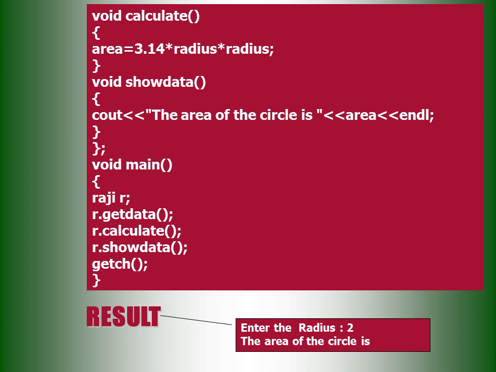But here we are using the pi value directly, and afterwards we have to multiply the radius value twice. Why? Because r squared, pi r squared. So we have 3.14 into radius into radius. Okay, so here we are calculating the area of the circle, and that must be stored in area. Then afterwards we use the showdata function.